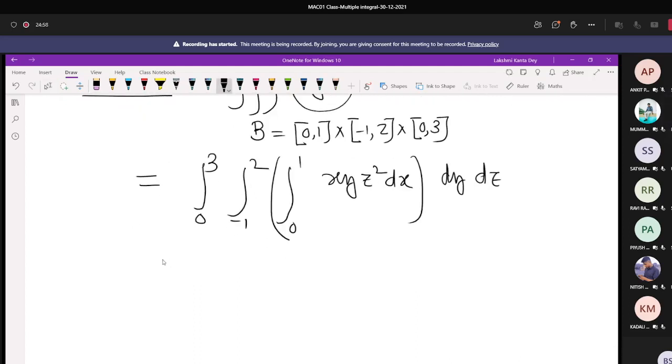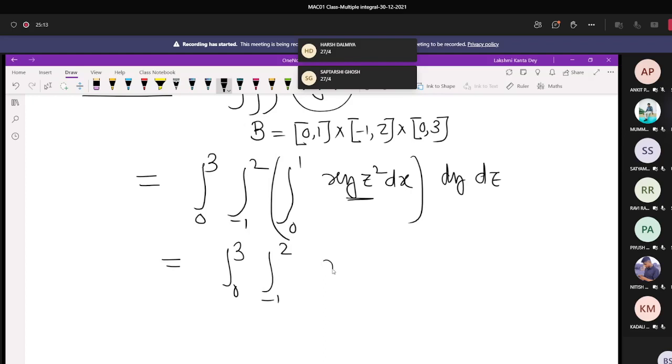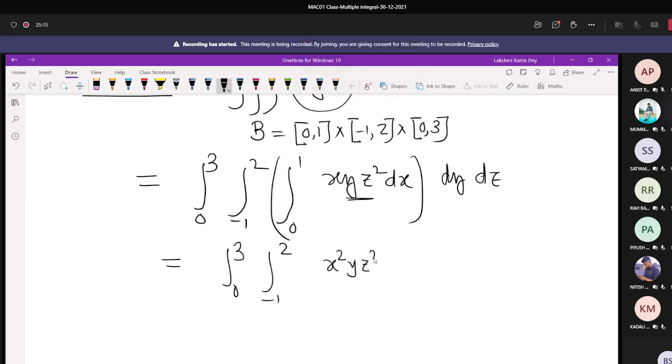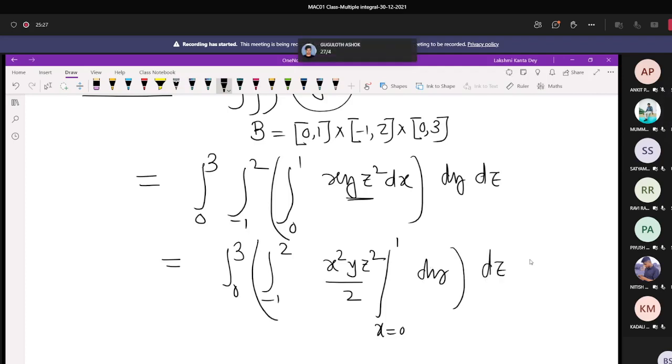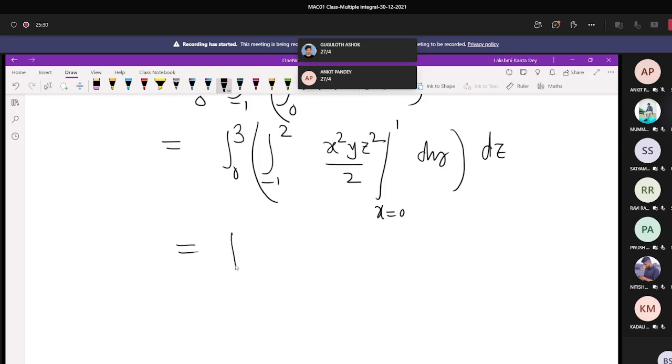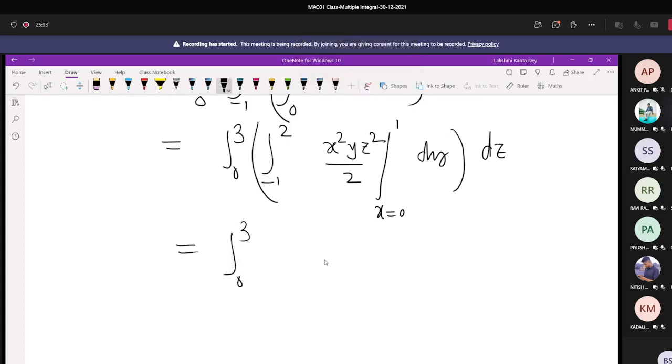So 0 to 3, -1 to 2. What is this? We have to integrate with respect to x, keeping y and z constant. That means it is x squared y z squared by 2, with limit for x equal to 0 to 1, then dy, then dz. So what is this? This is nothing but 0 to 3, then -1 to 2.